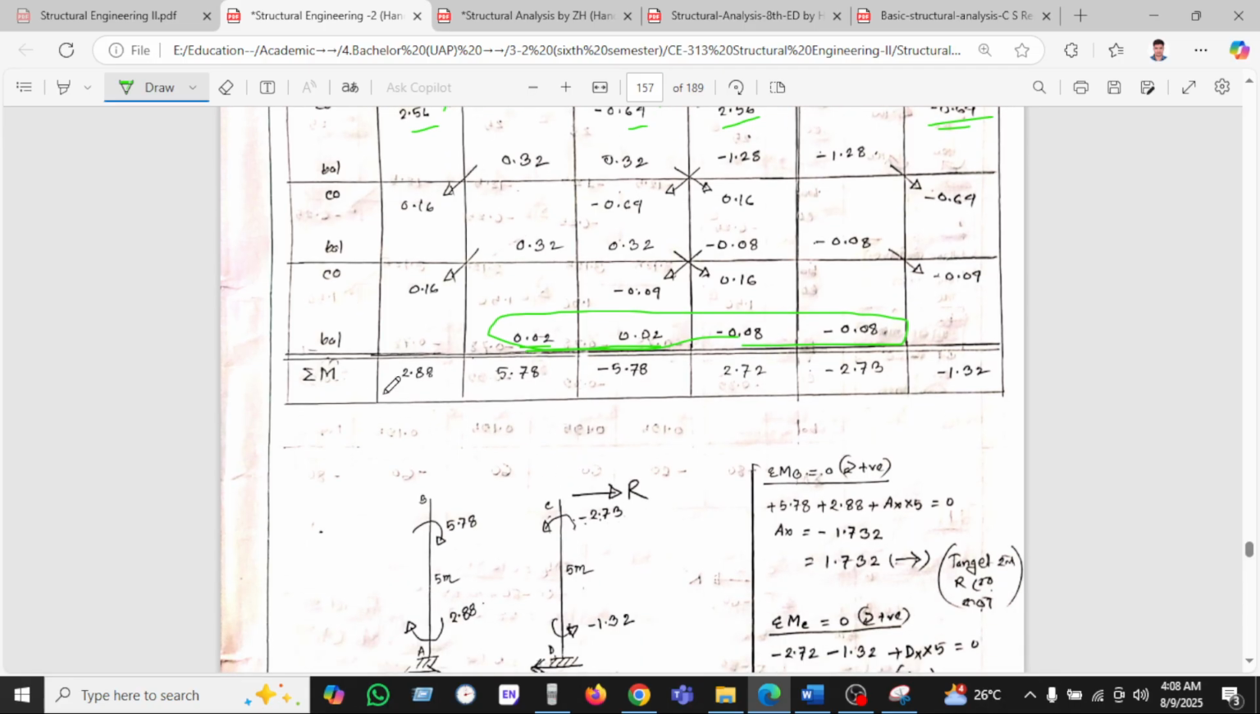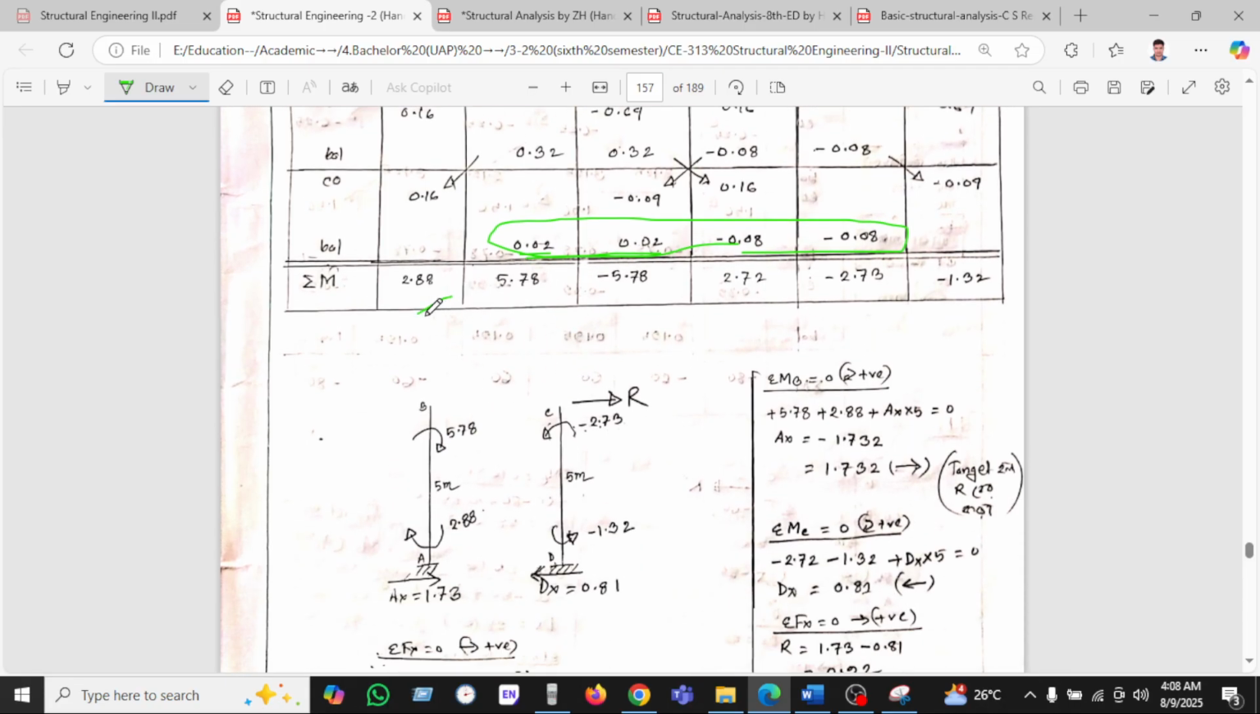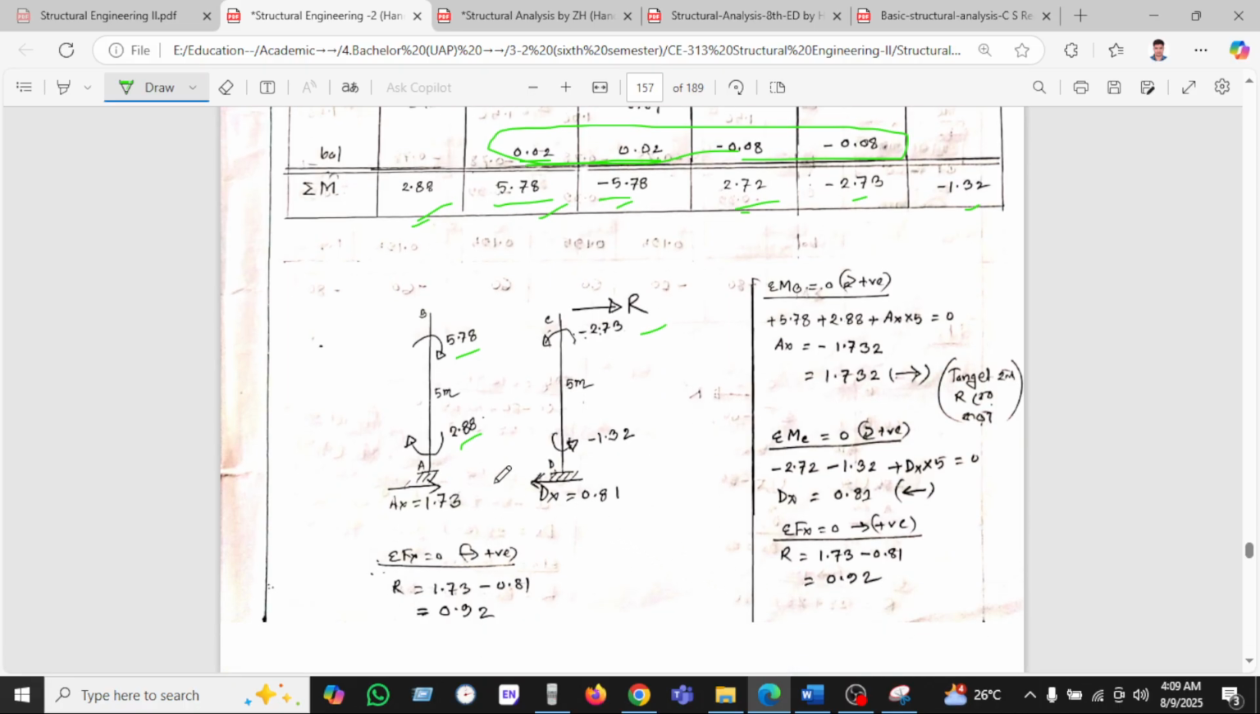We don't need more trials. After finding these values, this is the moment we have found. So all moments: 2.88 positive, clockwise positive. This is 5.75 and minus 5.75, 2.75, 1.75, and R is applied. So how will we get the value of R? Then taking the moment about B, this is the B point, and finding Ax equal to 1.7.